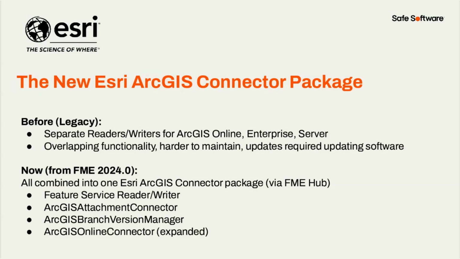However, now in 2024.0, we've unveiled a package which contains feature service readers and writers. What this means is we have one reader and writer that allows you to access ArcGIS Online, Enterprise, or Server. It's all built into one package. And with that, we also made new transformers. To help you manage your attachments better, we have the ArcGIS attachment connector, which we'll be demoing later on.